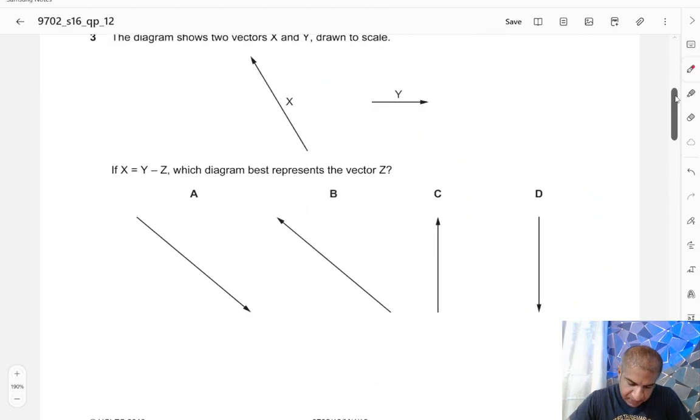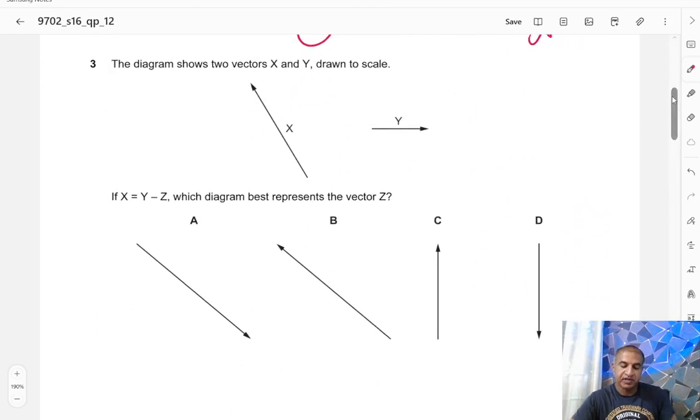Let's just move on to the next question. Let's look at this diagram. The diagram shows two vectors x and y drawn to scale. Okay, they are drawn to scale.